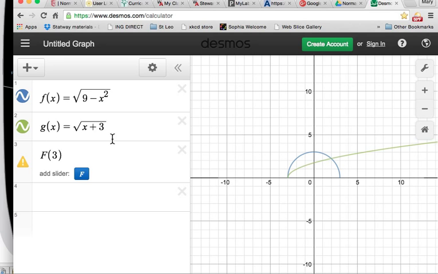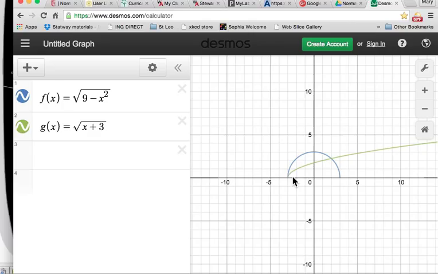For g of x equals the square root of x plus 3, you get the square root function shifted 3 units to the left. So this is negative 3, 0 right here. Okay, so you can see that the domain of f of x is just the numbers from negative 3 to positive 3. You can see this from the graph. The domain of g of x is all numbers greater than negative 3, because you get points in the graph as long as your x values are greater than negative 3.